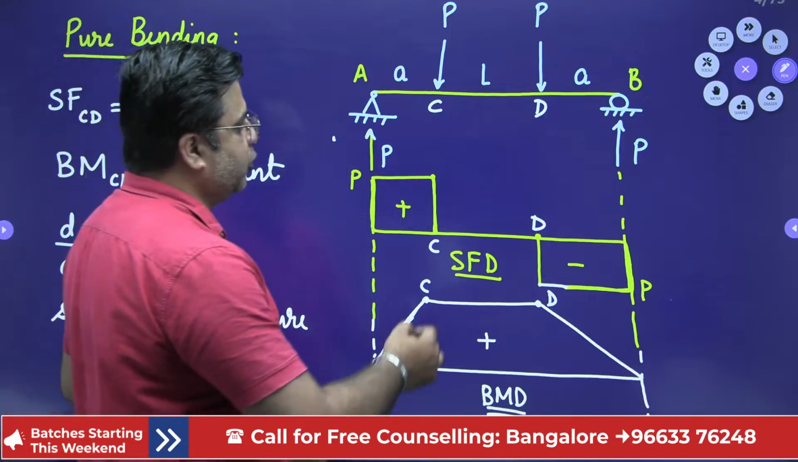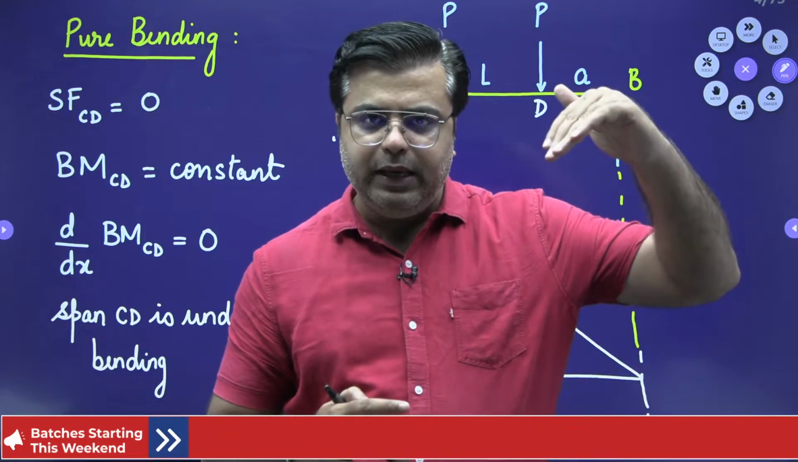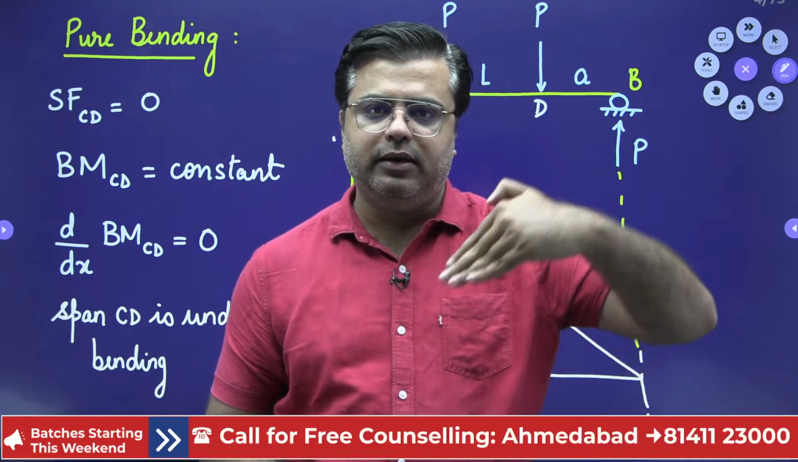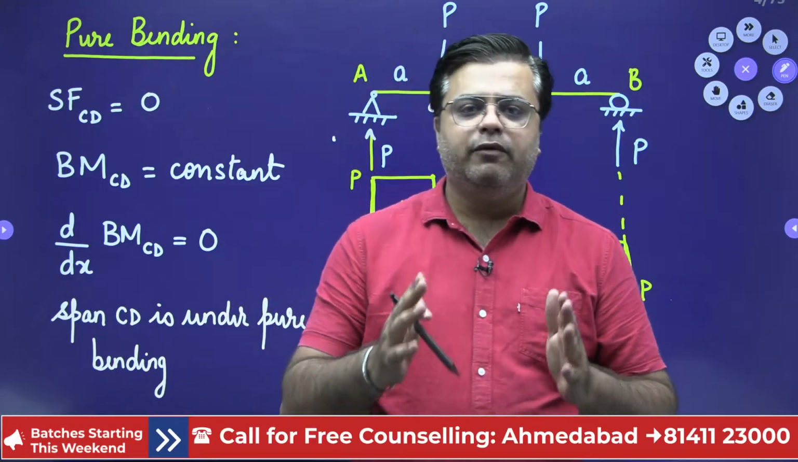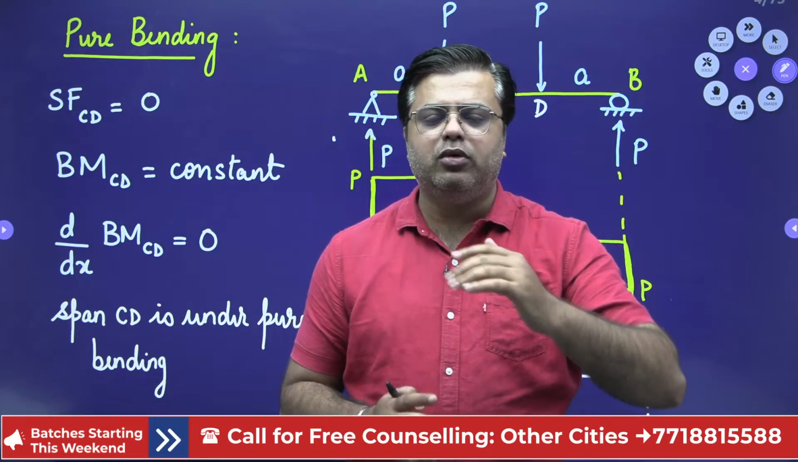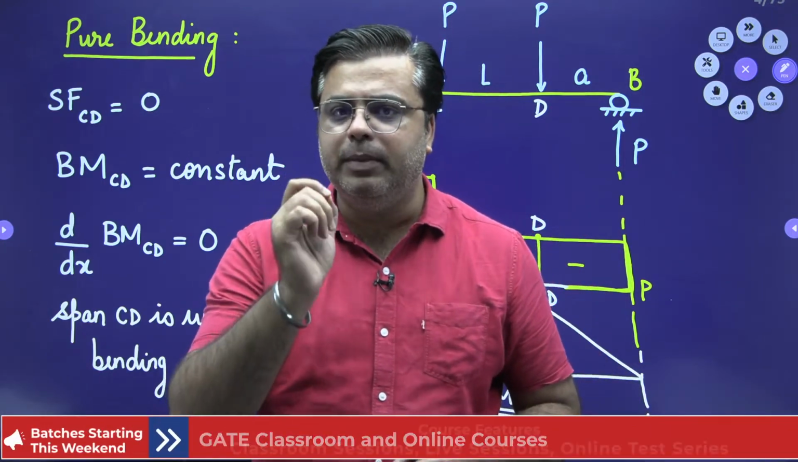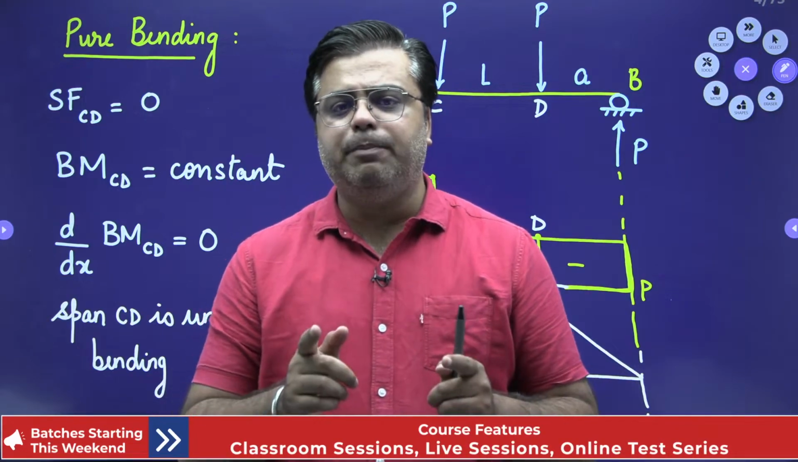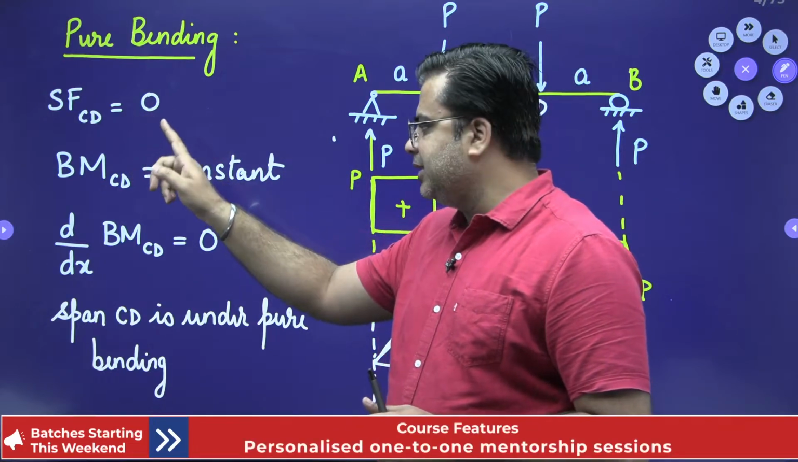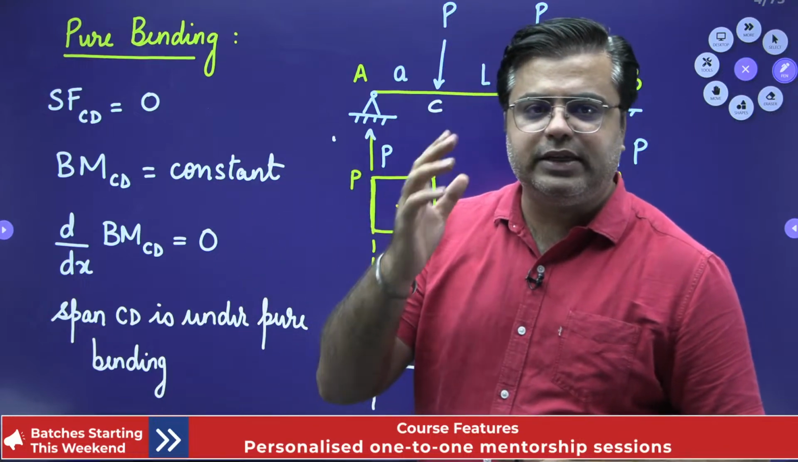Span CD is under pure bending. And pure bending can be assumed as the beam undergoing bending in the form of a circular arc, right? That portion of the beam which is under the action of pure bending will undergo bending in the form of a pure circular arc. So first of all, what do we mean by pure bending? That portion of the beam which has the value of shear force equal to 0 and has a constant value of bending moment is said to be under the state of pure bending.